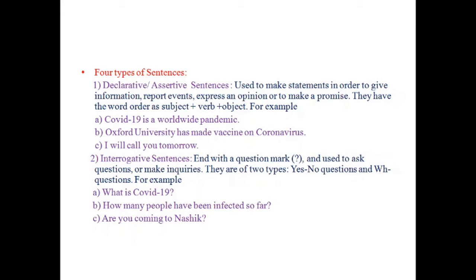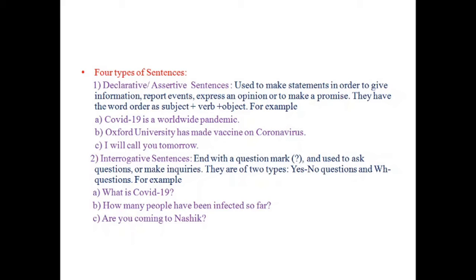Let us see the second example. How many people have been infected so far? This is also an interrogative sentence. It begins with the WH word how and ends with an interrogative mark. So this is a WH question. It is also making an inquiry. It is asking how many people have been infected so far.